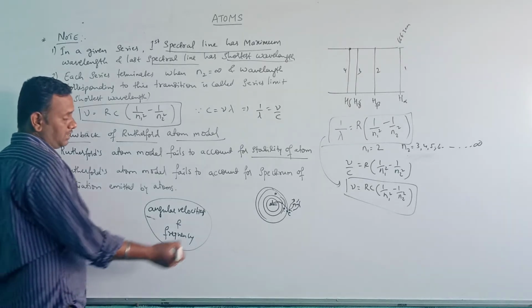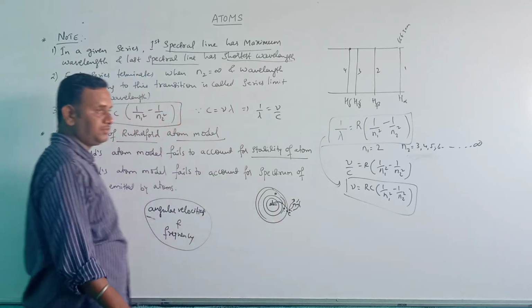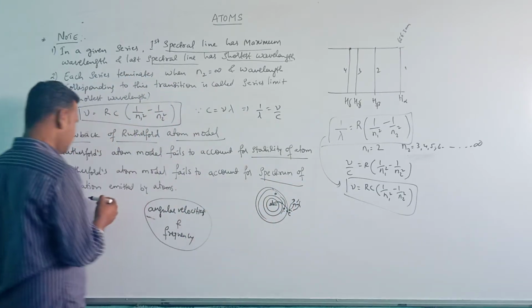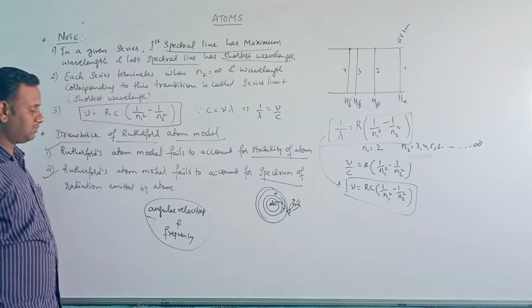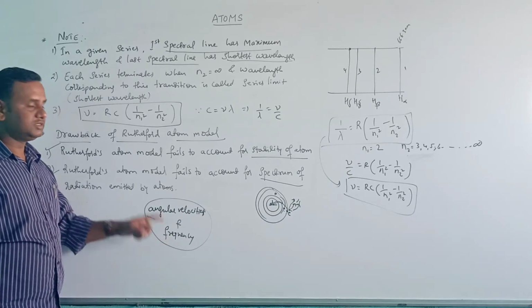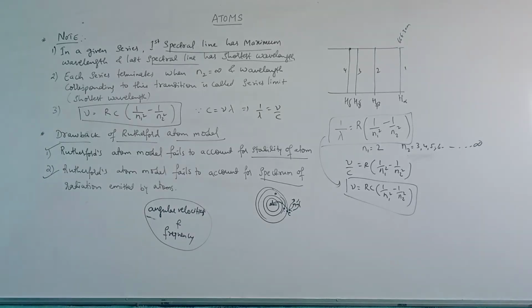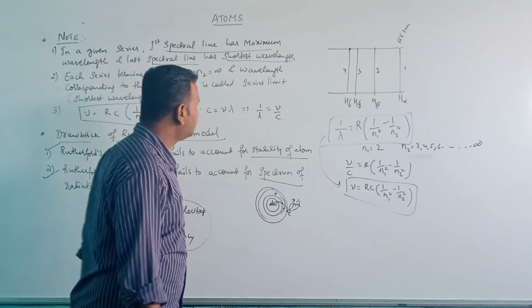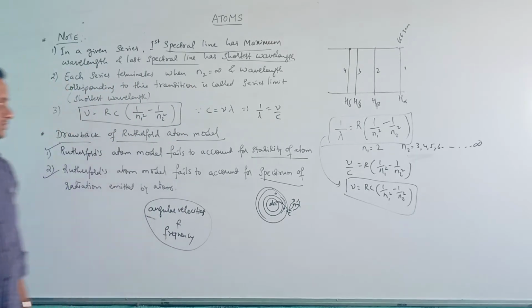While revolving, this electron emits radiations, which are observed in the form of a spectrum of radiation emitted by the atoms. That he was not able to explain. Here the angular velocity and the frequency go on decreasing. So these are the points we should remember here. Next we move towards Bohr's atomic model.